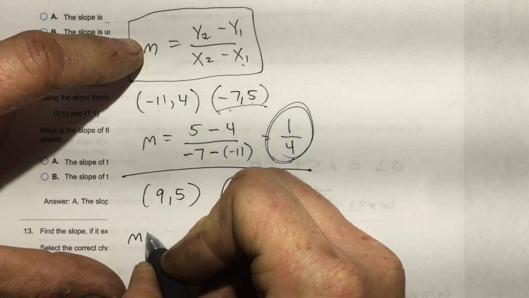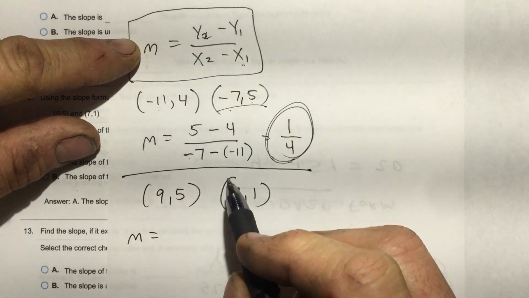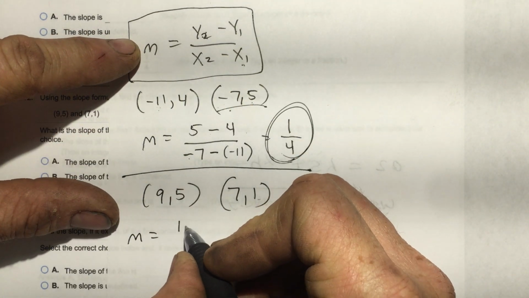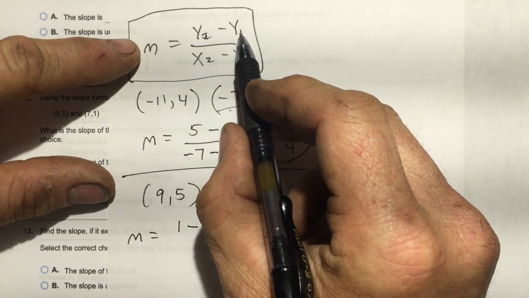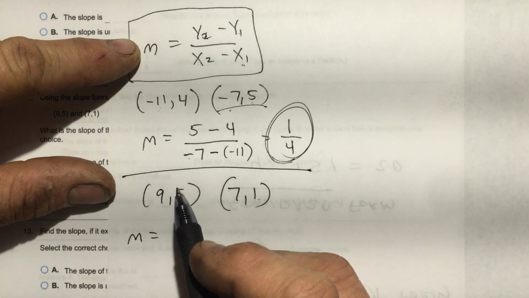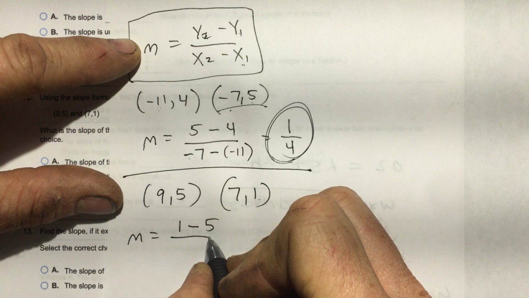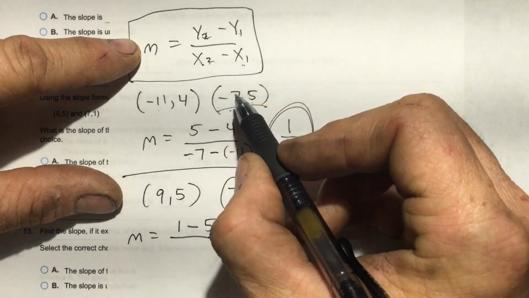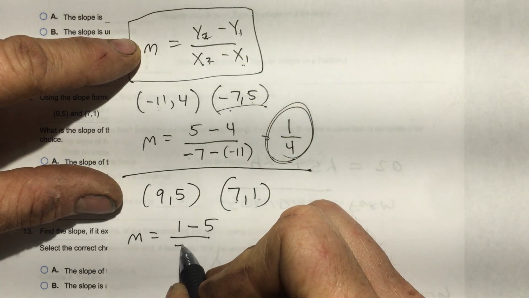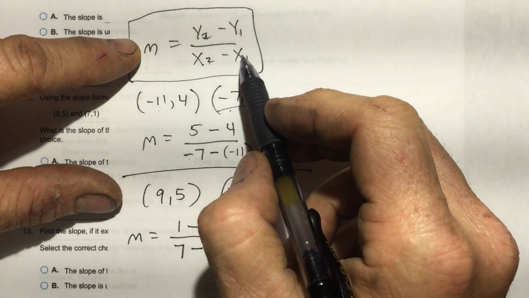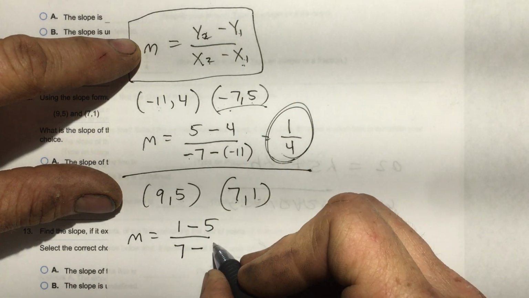So as I do this, the y from point 2 is over here, 1, minus the y in point 1. Well, here's point 1, and my y would be 5. All right, on the bottom, the x in point 2, here's point 2, my x is 7, minus my x in point 1, which is 9.